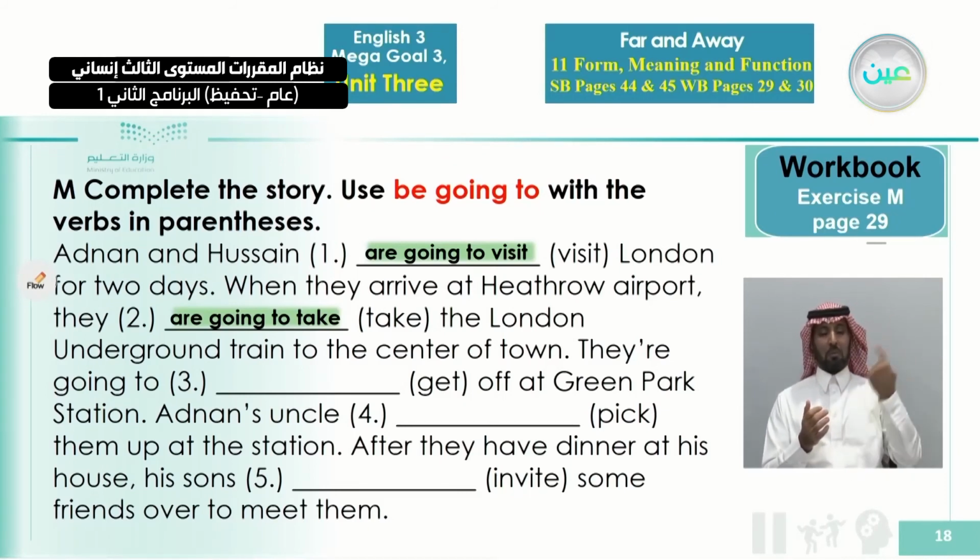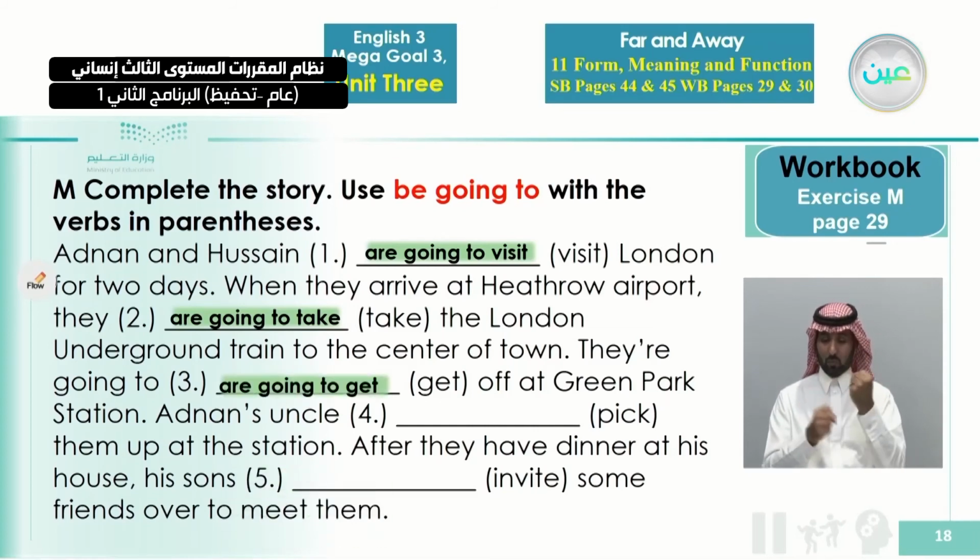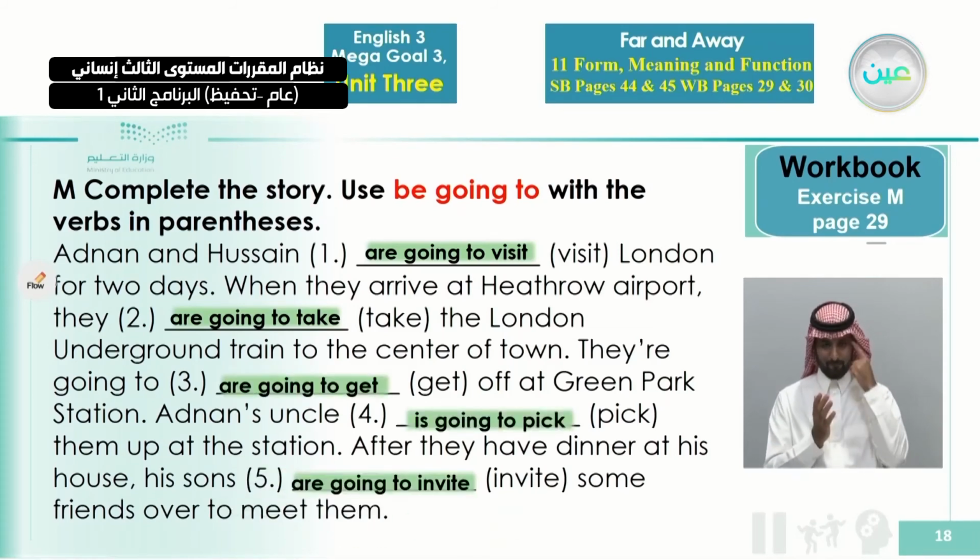As you can see here, they are going to take the London Underground train to the center of the town. Now you will do the rest. So please pause the video, go to your book, answer this exercise, and come back, check for your model answers. Let's continue with the right answers as examples.